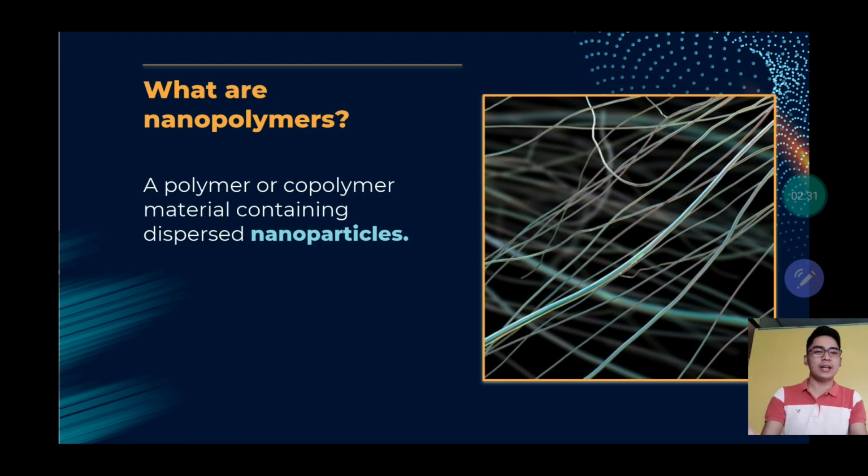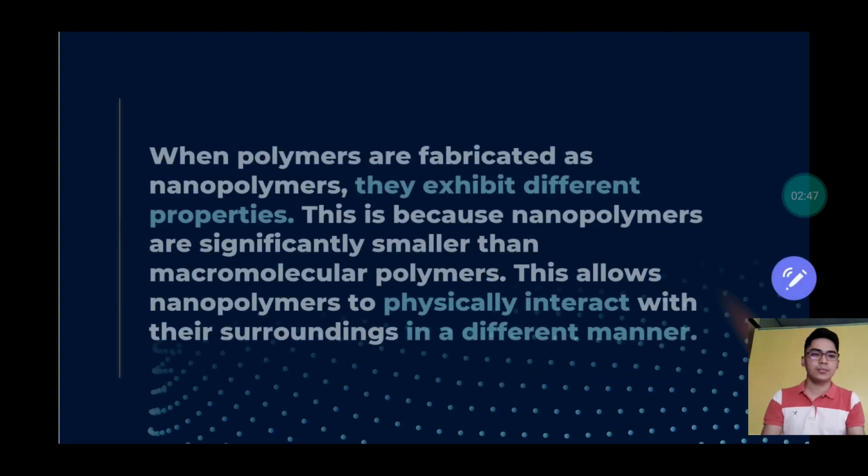So what are nanopolymers? A polymer or a copolymer material containing dispersed nanoparticles. So nanopolymers are just a derivative of a polymer. It's just made up of nano-sized polymers.